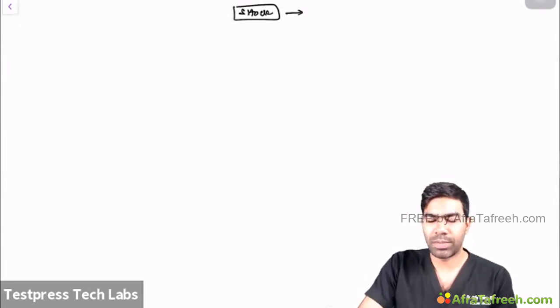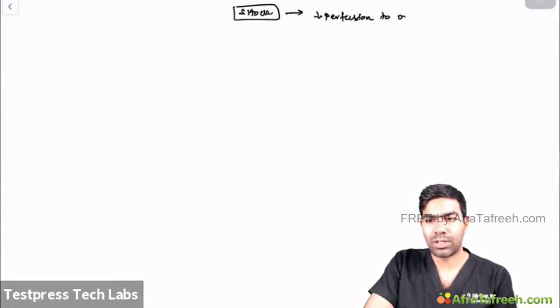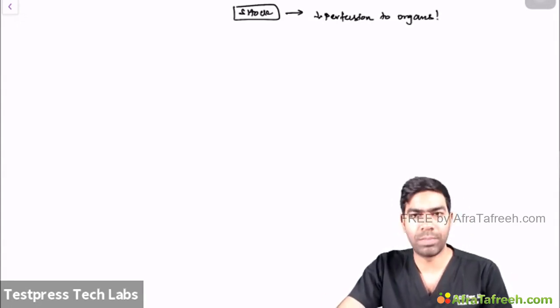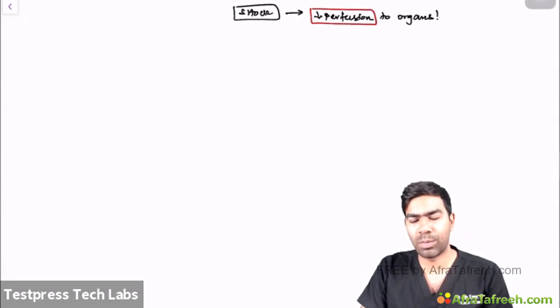First of all, what do you mean by shock? Shock is basically reduced perfusion to organs. But many students think that shock is basically low BP. It's not like that. Shock is a sort of reduced perfusion to organs. Whenever you have hypoperfusion to organs, you're going to result in shock.